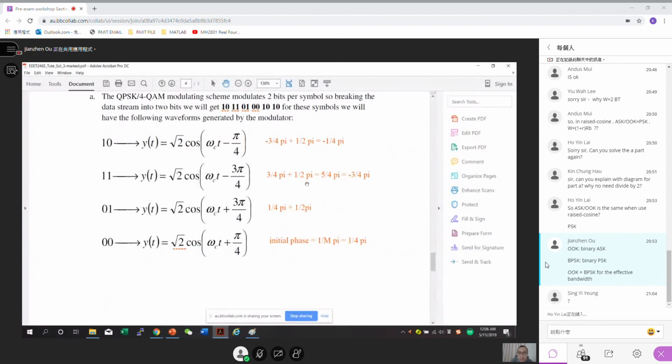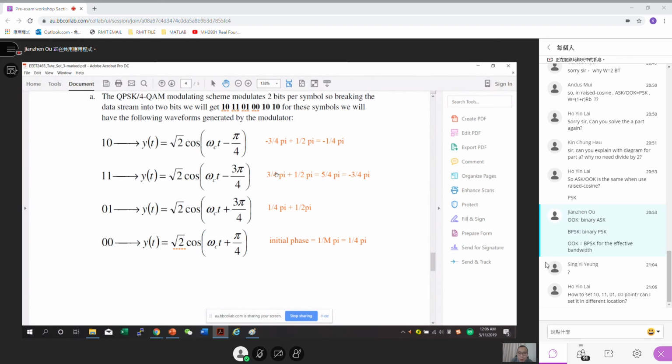So it's equal to 5 over 4 pi. So 5 over 4 pi, you can use the 5 over 4 pi here to replace it, or you can completely reverse it, become a negative side, which is equal to minus 3 over 4 pi. So how to convert it? I leave it to you because this is high school mathematics. I will not explain this one in detail.